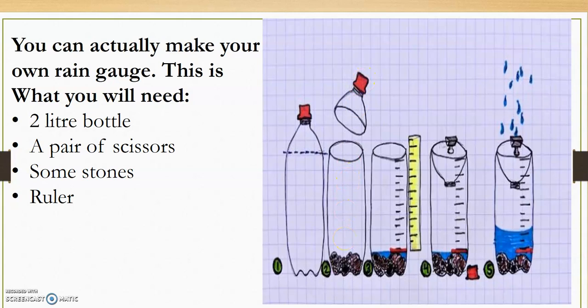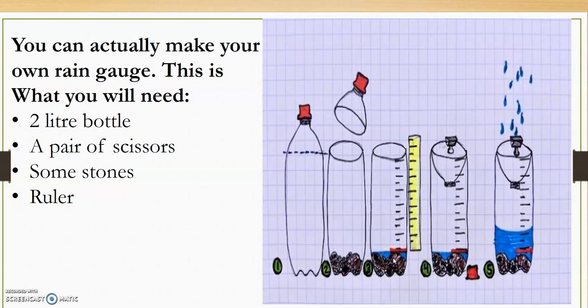Then what do you do? You put some stones inside your bottle that has been cut. Why do we need these stones? Remember, at times when it's raining, there's gale force. Remember what gale force is? Yes, those strong winds. So you need to put some stones there to stabilize our bottle so that it doesn't fall over. So it stays in one place because of the weight of the stones.